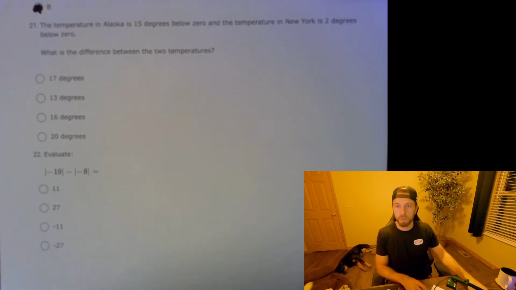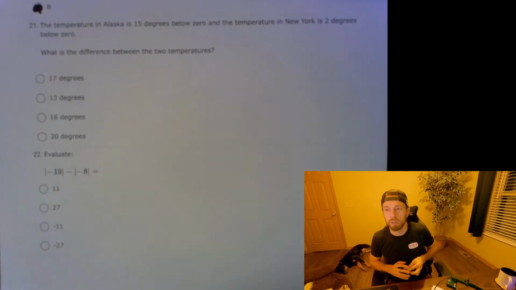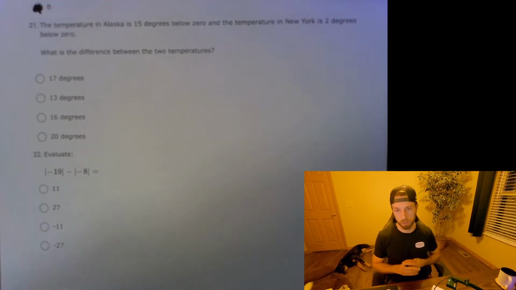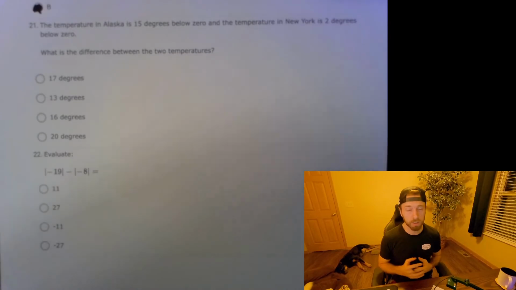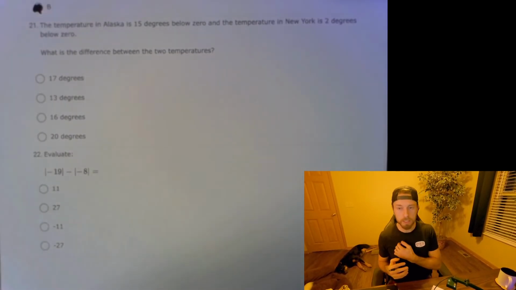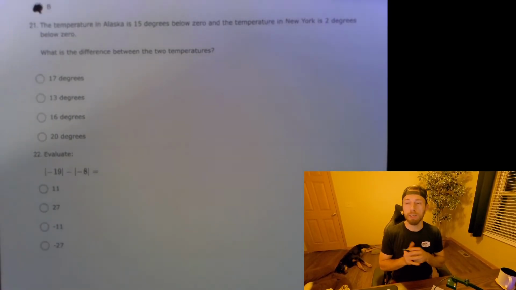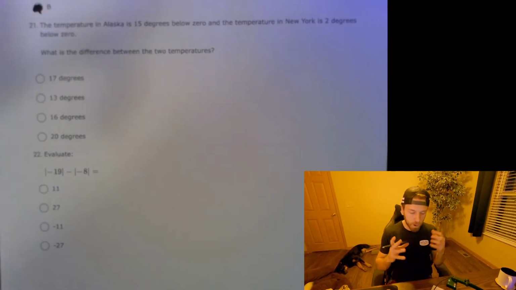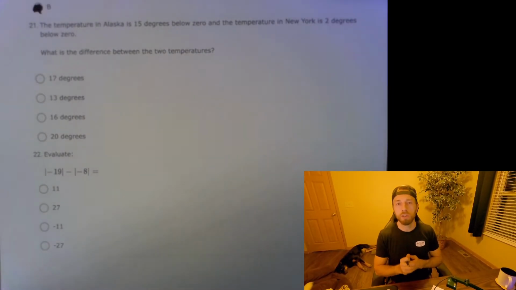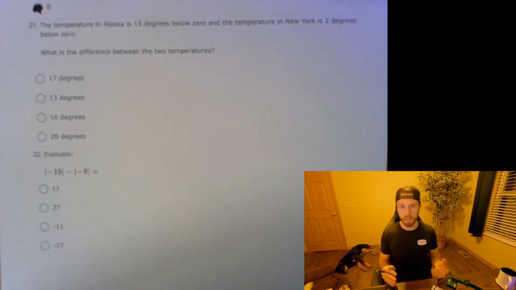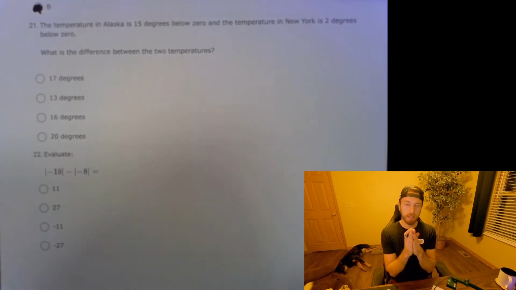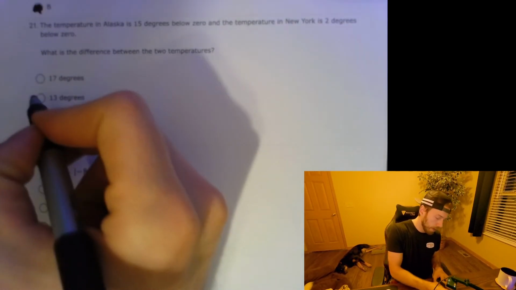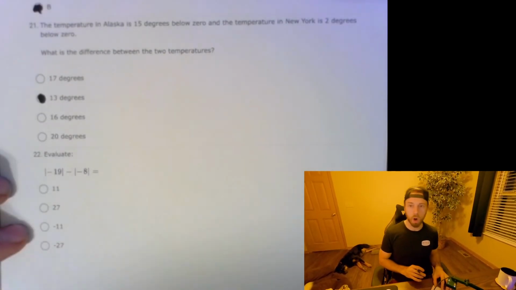Number 21, the temperature in Alaska is 15 degrees below 0, and the temperature in New York is 2 degrees below 0. What is the difference between the two temperatures? This is an interesting question because we have not discussed adding and subtracting these. So difference means to subtract, so you actually have to subtract these, but with the way you guys know how to handle these, you could just count the distance between them. And the distance between negative 15 and negative 2 would actually be 13 away from each other, right? If you started at negative 2 and counted backwards to negative 15, that would be 13 degrees away on the number line.